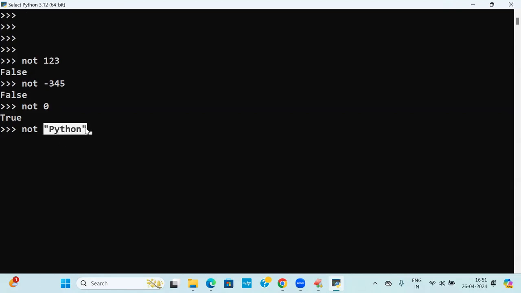String means you have to take what? Length. What is the length? 6. 6 means what? Non-zero. Non-zero means what? True. Not true is false. Not Python, not Java, not like that. So not Python is false. Understood?